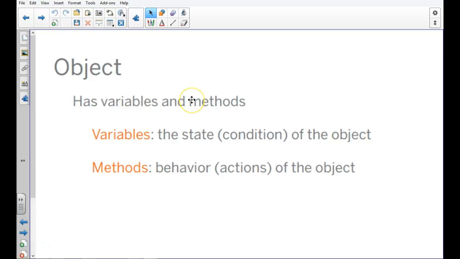So an object, what we're building, has two main parts. Variables, which is the state or condition of the object, like if we're talking about building a house. Are the cabinets going to be red cabinets, or green cabinets? Either color's odd, but you get the idea. Are you going to paint the house blue, or are you going to paint the house purple?